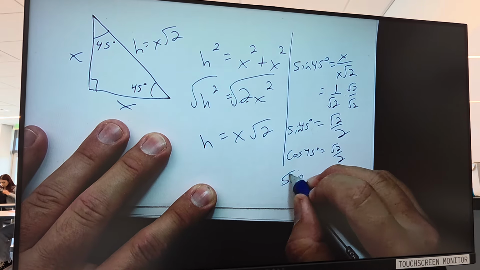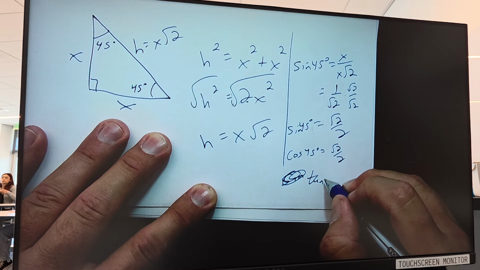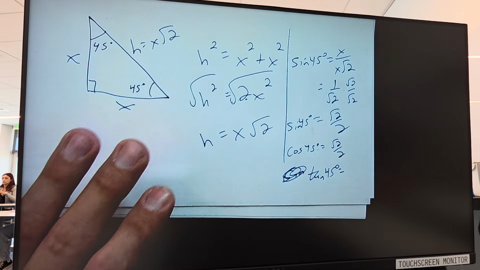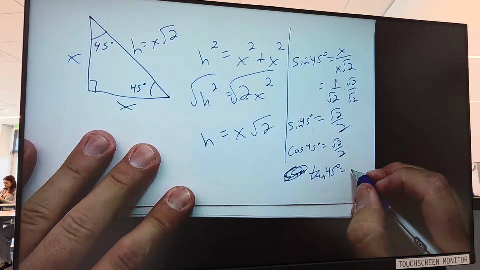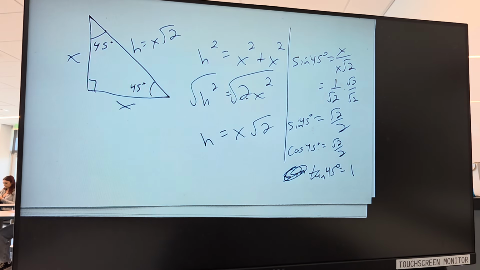So does anyone know what the tangent of 45 degrees would be? It has to be 1, because what's tangent? Even better, it's sine over cosine. Since sine and cosine are the same, tangent has to be 1. And then you could do the other three just by reciprocating, but I'm over my time.